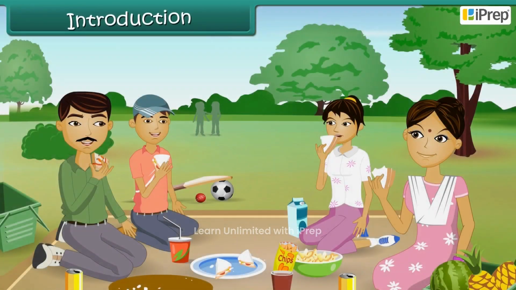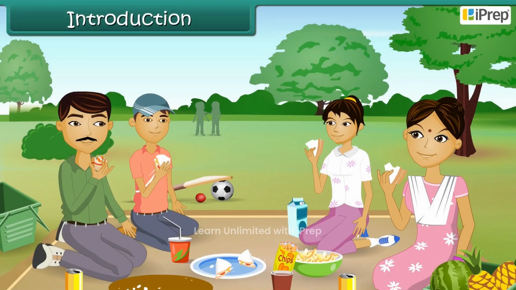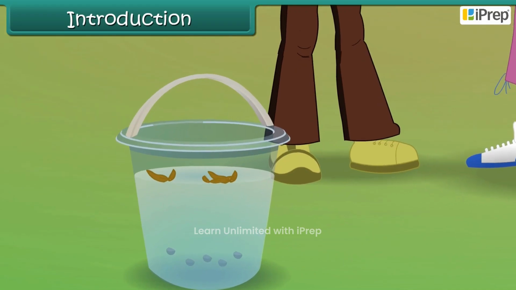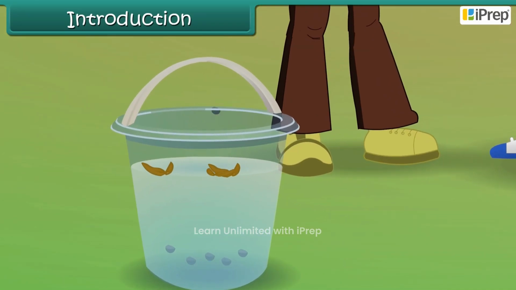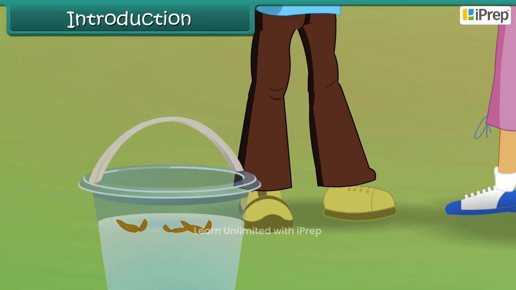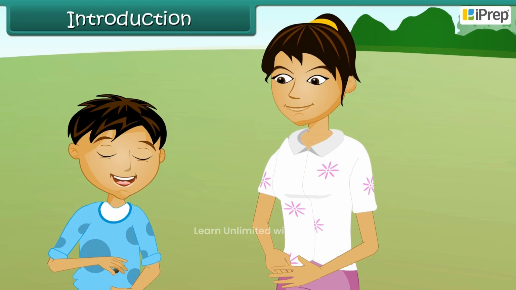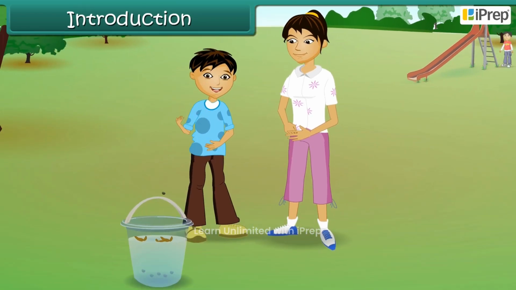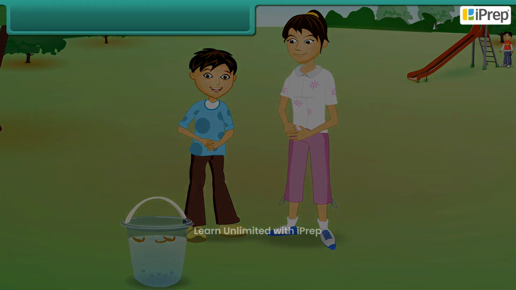Introduction. Manvi and her family are sitting in their garden. She watches her brother put dry leaves and some pebbles in a bucket of water. She saw that leaves floated on water while the pebbles sank at the bottom of the bucket. Manvi was curious to learn why some things float while others sink in water. In this lesson, you will learn the properties of water.